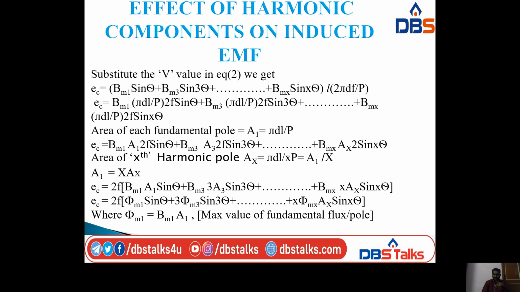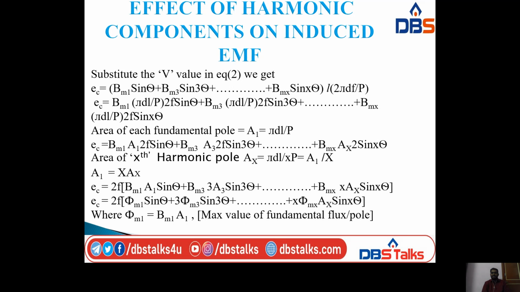In the place of v I am substituting 2 pi d f by p, that is the linear velocity. From this I am writing EC is equal to Bm1 into pi dl by p into 2f sin theta plus Bm3 into pi dl by p into 2f sin 3 theta plus and so on plus Bmx into pi dl by p into 2f sin x theta. After substituting the v value, we get this.